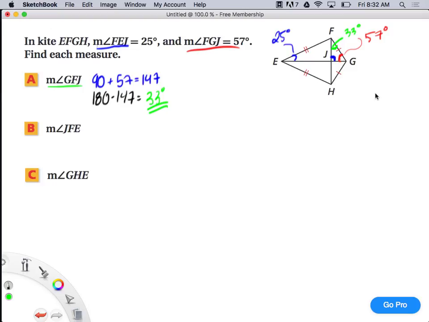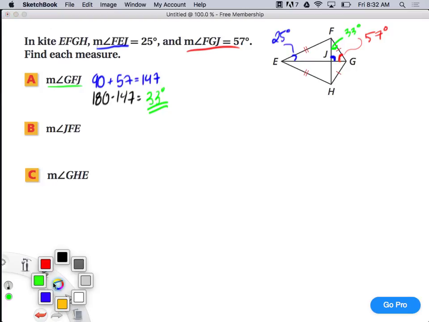So 57 plus 33 is 90 degrees. So you don't have to add them both together. You can just say, okay, that's 90. So if this is 57, that's got to be 33, because 33 plus 57 is 90. Does that make sense? Okay. So that's just a quicker way to do it if you don't want to add them up every time.